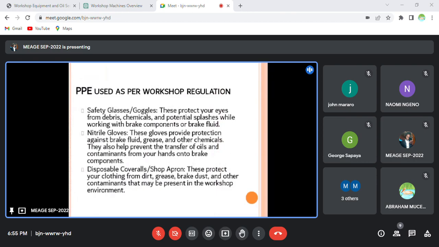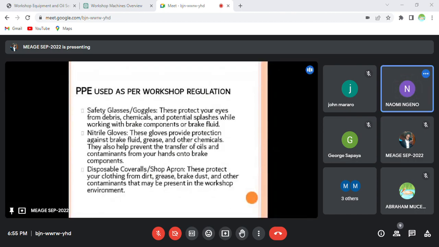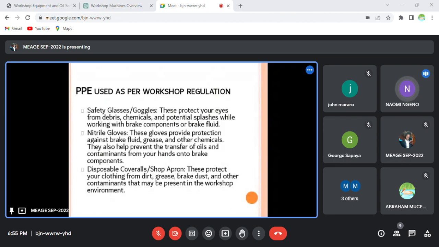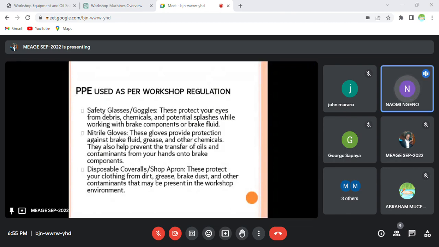And we can now move to the PPE used as per workshop regulation when servicing a braking system. And I'll ask Naomi to take us through the first three PPEs. Naomi, kindly. Safety glasses and goggles. This protects your eyes from debris, chemicals, and potential splashes while working with brake components or brake fluids.